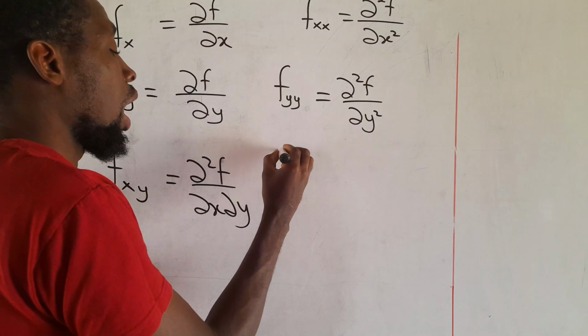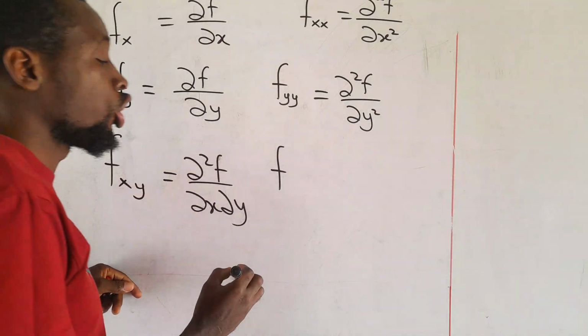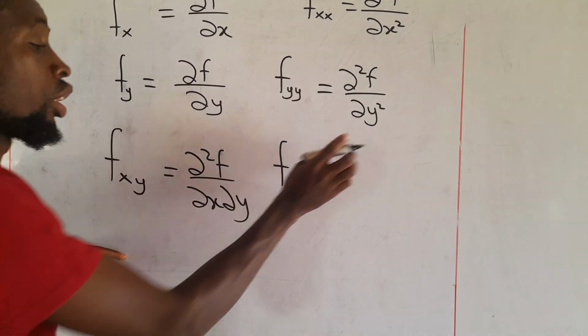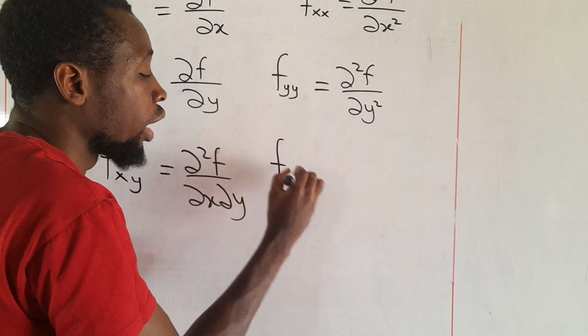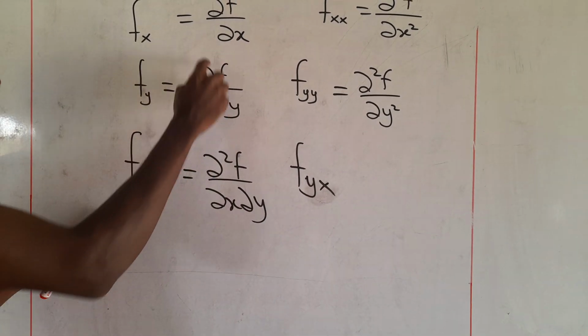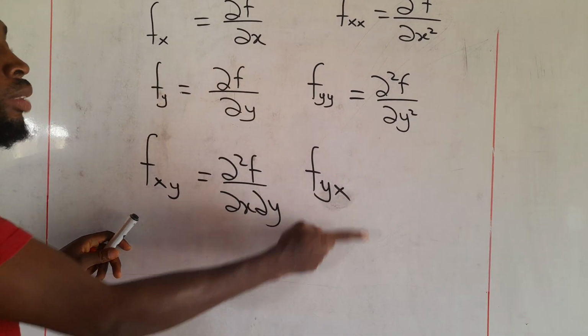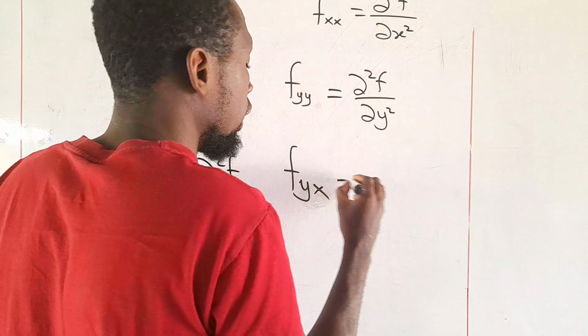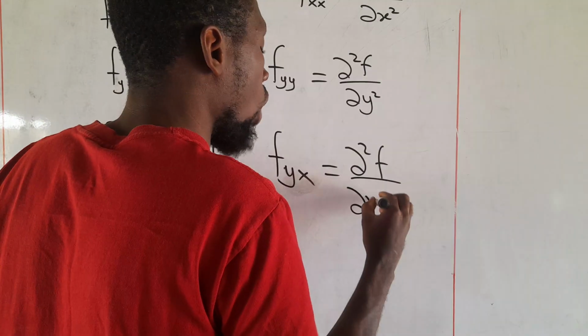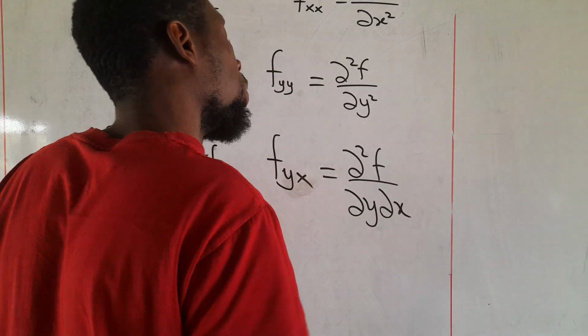Also, we can ask to perform partial differentiation of the function with respect to y, then with respect to x. In that case, we'll perform partial differentiation for this function now with respect to x. And this is the same as del square f over del y del x. I hope you get that.